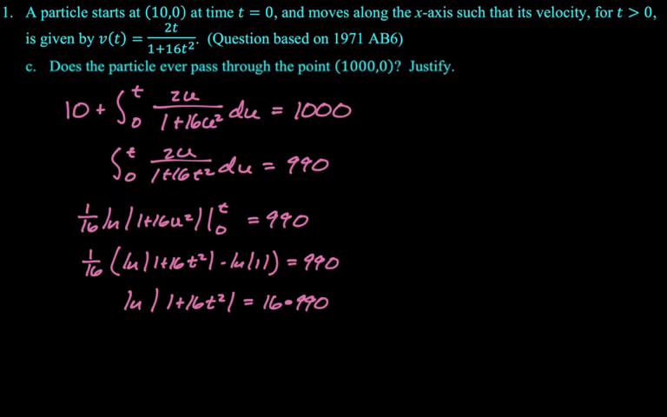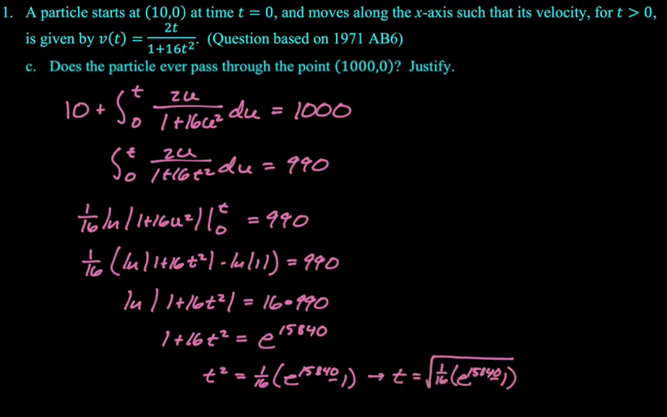I did this on the side, so I'm exponentiating, and I multiplied 16 times 990. So I get 1 plus 16t squared is e to the 15,840. We're going to subtract 1, divide by 16. That gets us t squared is 1/16 of e to the 15,840 minus 1. Then square root, we want the positive square root because t is greater than 0. So this would be the t value when you get to 1,000. So the answer is yes.